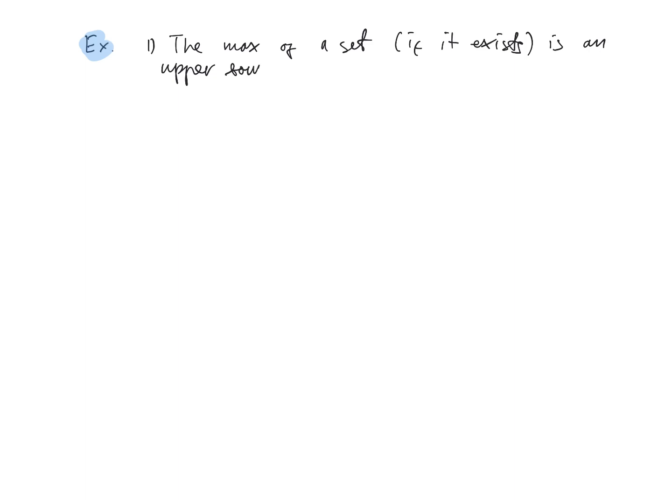Let's look at some examples. The maximum of a set, assuming it exists, is an upper bound. Similarly, the minimum of a set, if it exists, is a lower bound.